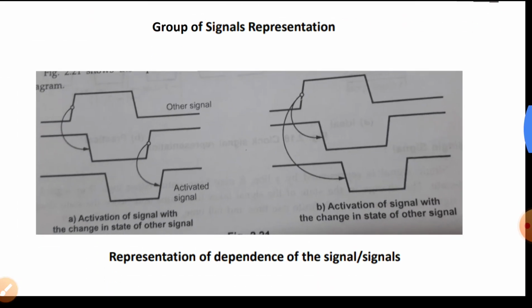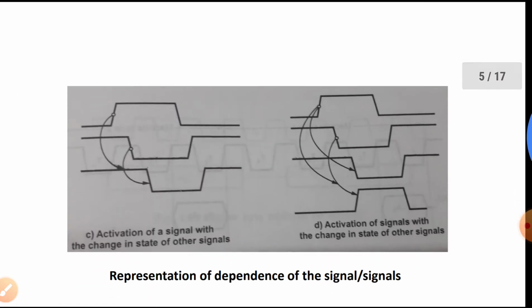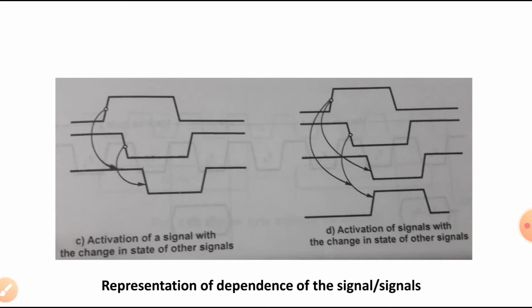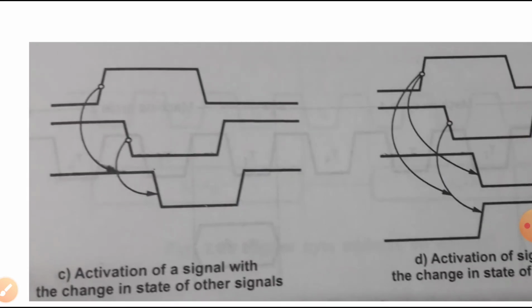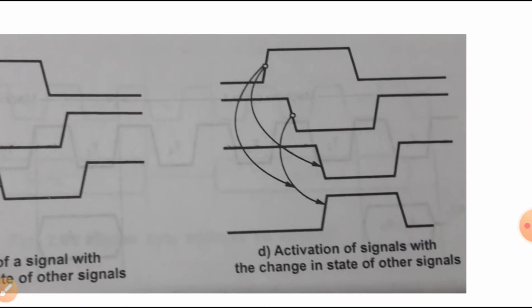Similarly, we have another diagram which represents the activation of signals, where many signals are activated by the change of only one signal, and many signals are activated with the change of a different signal or many signals. So, this is the case in which many signals are going to change the state of a single signal, and this is the case in which many signals are going to change many other signals.